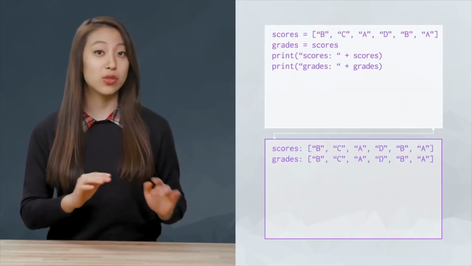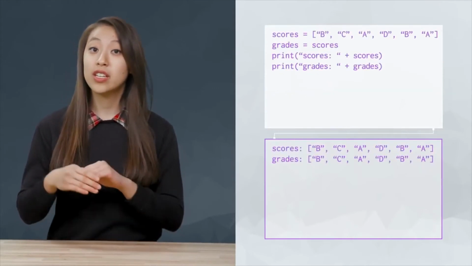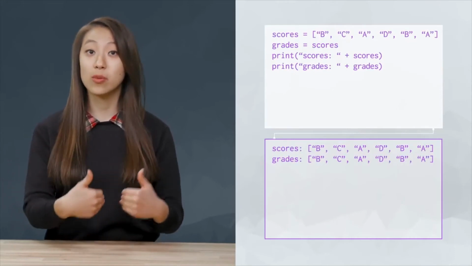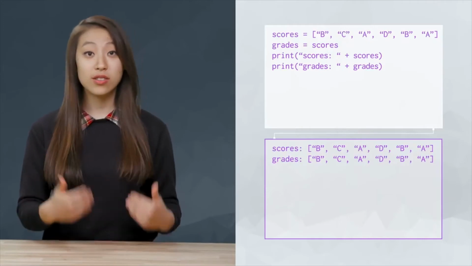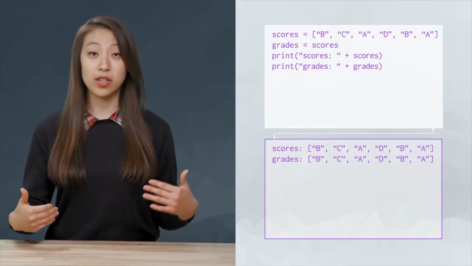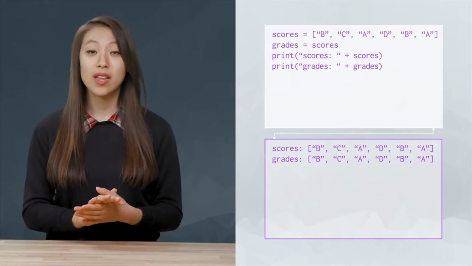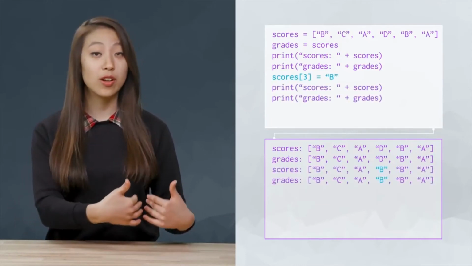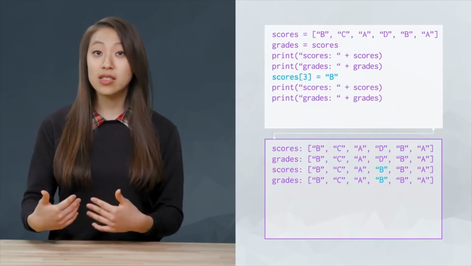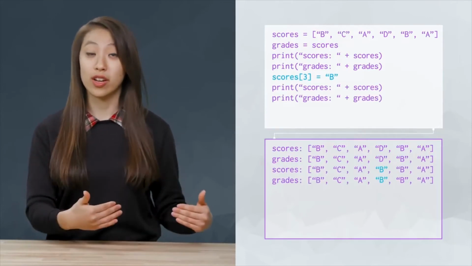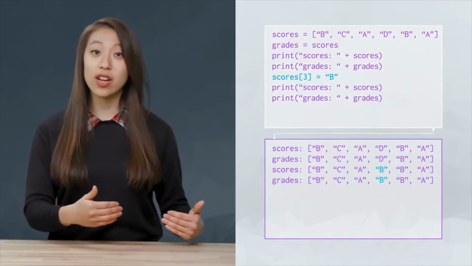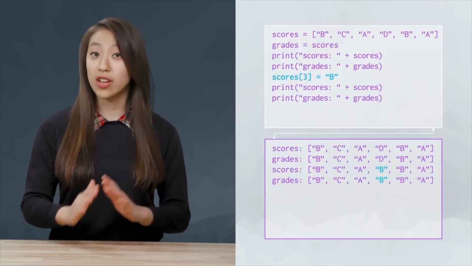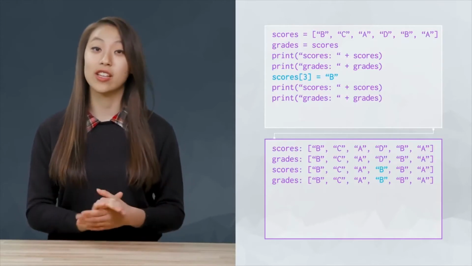Lists are different from strings as they are mutable. Here, we create a list of scores and assign this same list to the variable grades: B, C, A, D, B, A, 6 of them. And when we change or mutate the scores list, making the fourth grade B instead of D, this affects both scores and grades. Both scores and grades are variable names for the same underlying list, and either name can be used to access and change that list.